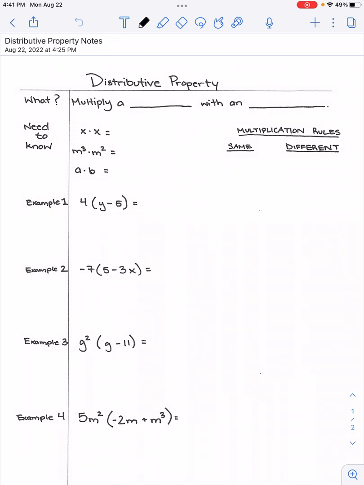All right, well, we're continuing with expression notes. Last time we worked on combining like terms and evaluating expressions. Today we're doing something else with expressions. It deals with the distributive property.